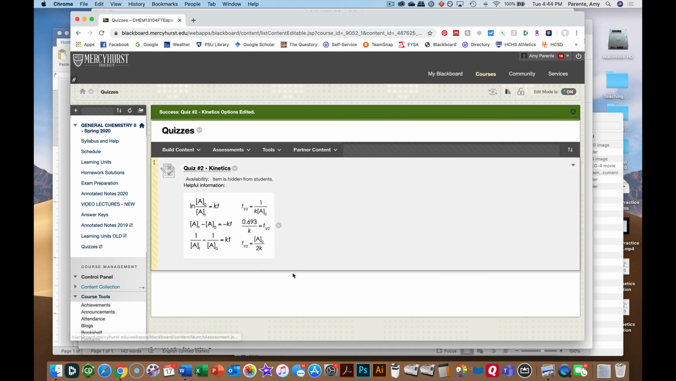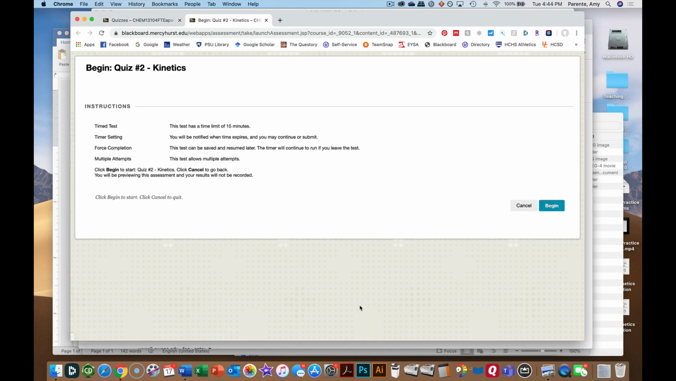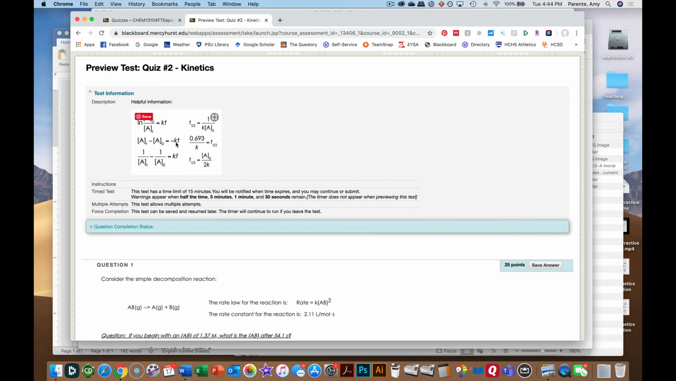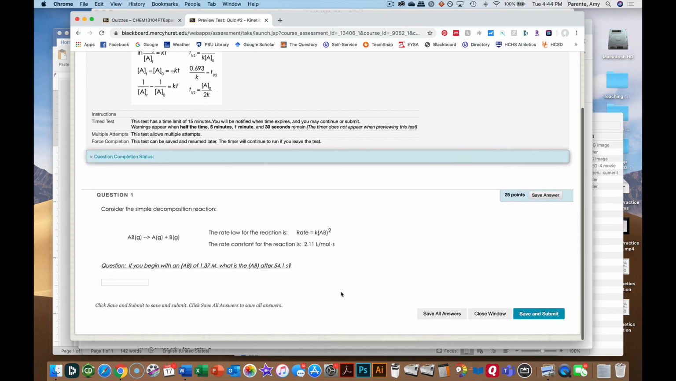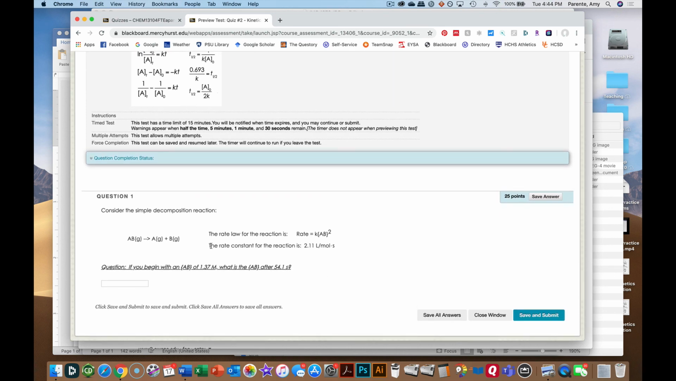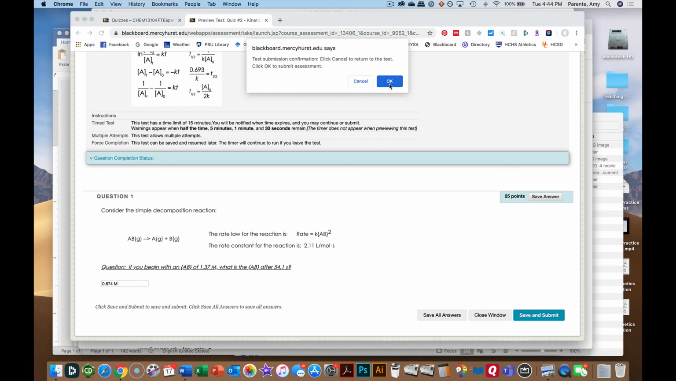And now again, we've got this kinetics quiz. So if I go in here and I say that I want to begin this, it shows this helpful information that we have here. And so it puts in that the rate constant for the reaction is 2.11. It tells us that we begin with a certain concentration. We want to know how much is going to be left after 54.1 seconds. And we haven't done any calculations, but let's say that we're going to put in that the answer is 0.874, and we need to have units, so let's put in M. We're going to say save and submit.